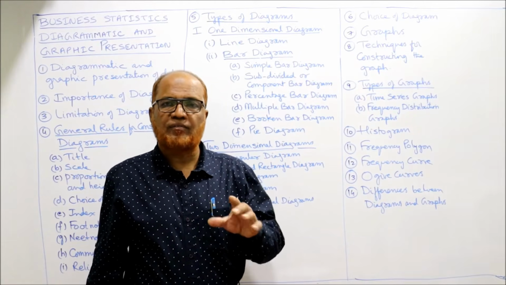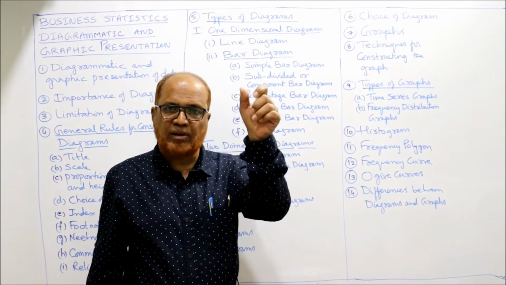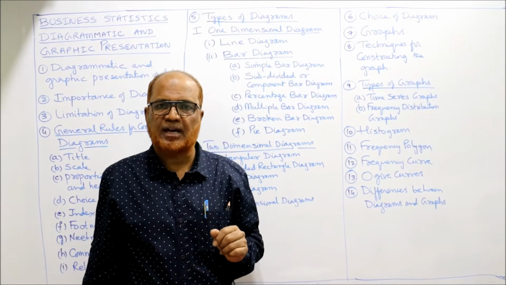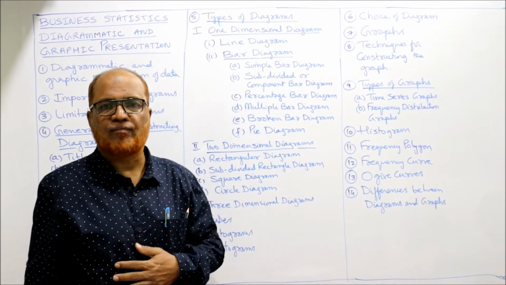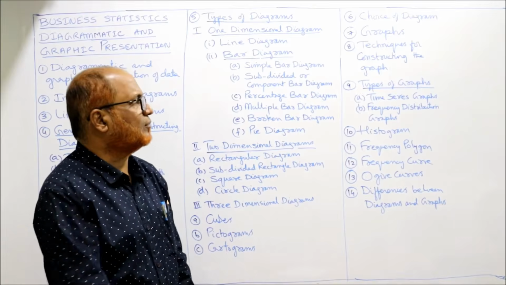So on the graph paper, we take one variable on the x-axis, the other variable on the y-axis, and we make the graph. This is another method of presenting the data on graph paper.